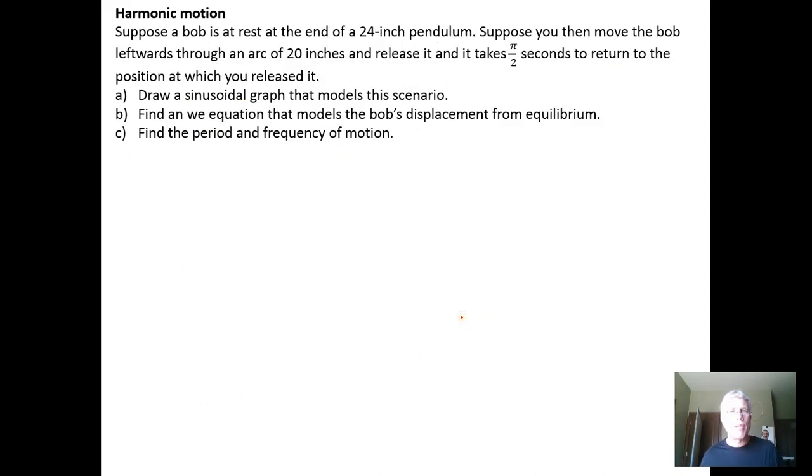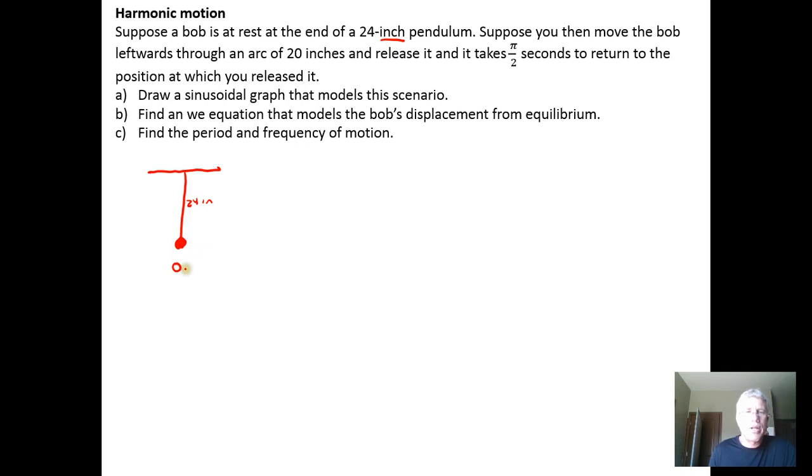So we'll do one more example with the pendulum. Here it says we have a pendulum bob at rest at the end of a 24-inch pendulum. So I have some pendulum hanging from a connection point. There's a bob at rest. This is the 0 mark, and it's a 24-inch pendulum.